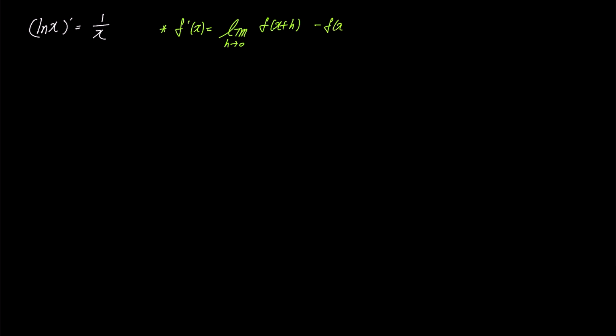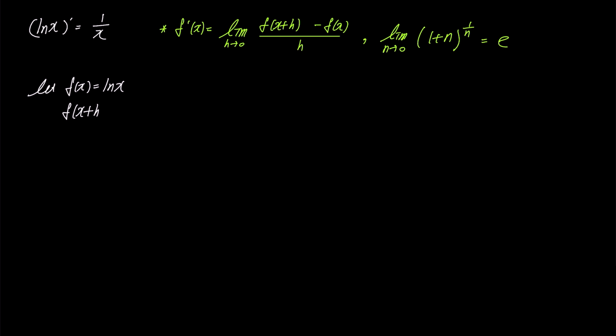Here we have the limit definition of the derivative formula and Euler's number. Let's define f of x as ln x. Then f of x plus h will be ln(x plus h). By substituting these expressions into the limit definition of the derivative formula, the numerator becomes ln(x plus h) minus ln x, and the denominator remains as h.